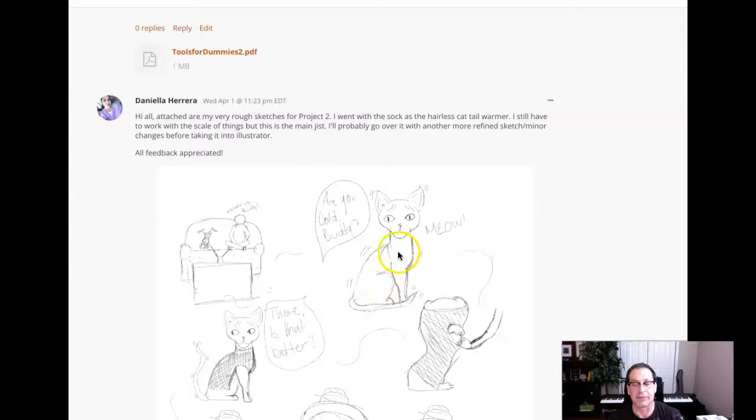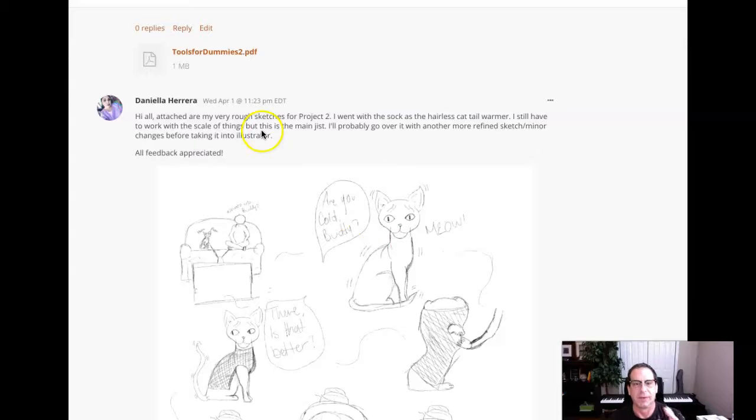Those hairless cats are freaky. I saw one the other day. I've never seen one in person, but I've seen them on TV. I saw one in a show the other day. I can't remember what it was, but man, they are bizarre looking, really, really bizarre looking.